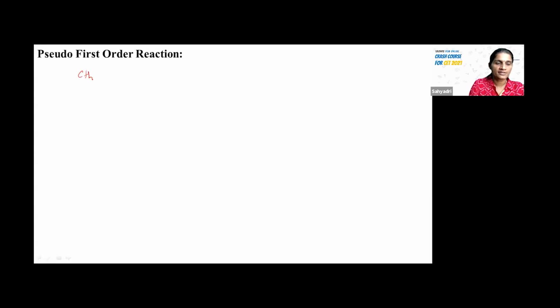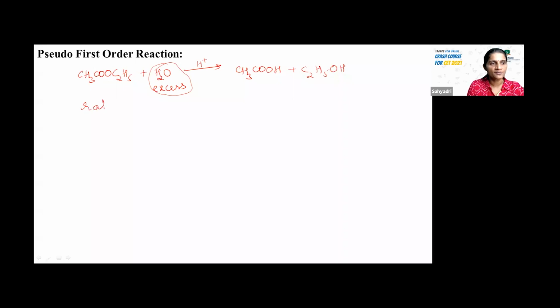Say ester, CH3COOC2H5, ethyl acetate or methyl acetate, acid hydrolysis. It undergoes hydrolysis to give corresponding acid and alcohol, C2H5OH. Now, if you write the rate law, it also should depend on concentration of water. But in this hydrolysis, we are using excess of water. So rate doesn't depend on the excess reagent. So I can write rate of the reaction is equal to K into concentration of CH3COOC2H5 only.